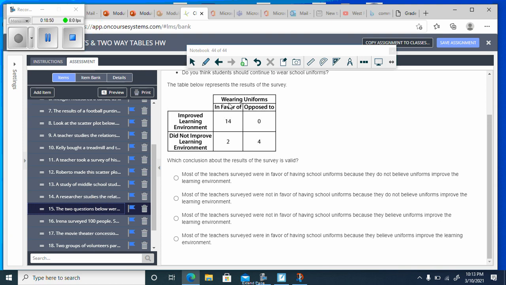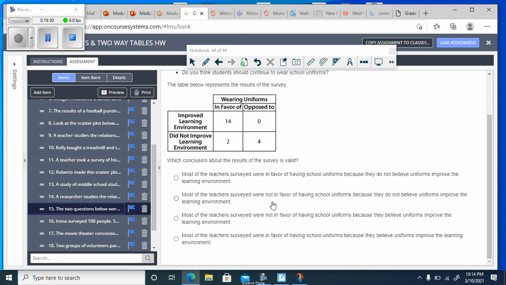Okay. In this, let's see, 14 were in favor of uniforms and thought it improved learning. 2 were in favor of uniforms but didn't think it improved learning. 0 were opposed to uniforms and thought it improved learning. And 4 were opposed and didn't think it really improved learning. Most of the teachers surveyed were in favor of having school uniforms, okay? Most were in favor, okay, because they do not believe it improves learning. What? No, they were in favor because they thought it improved it.